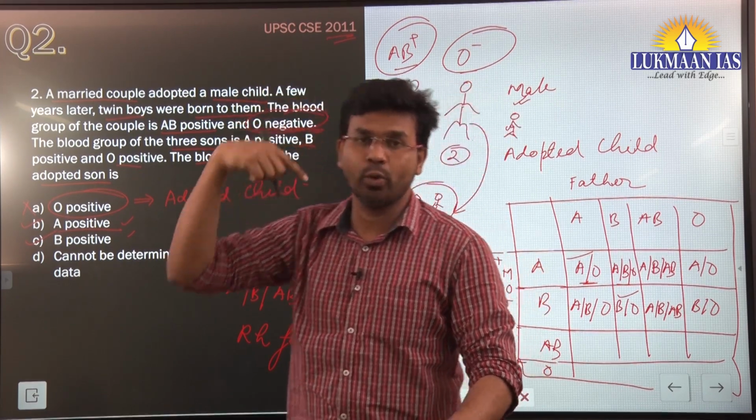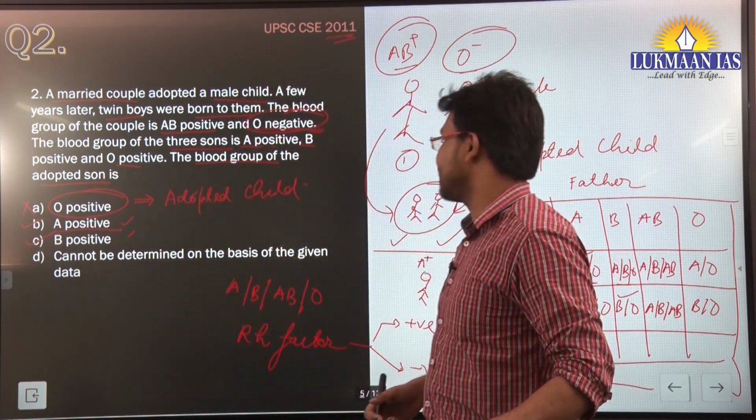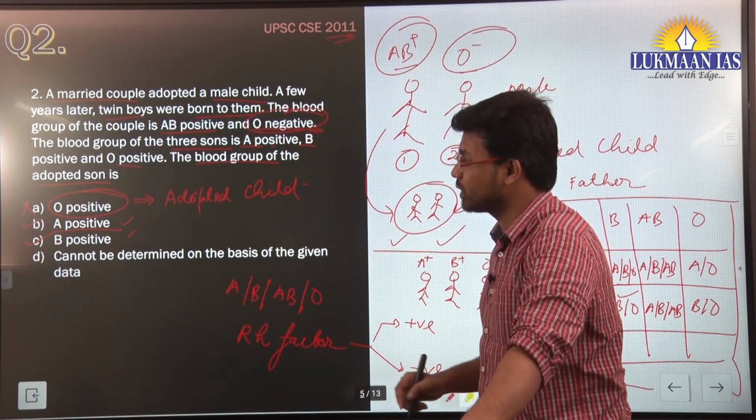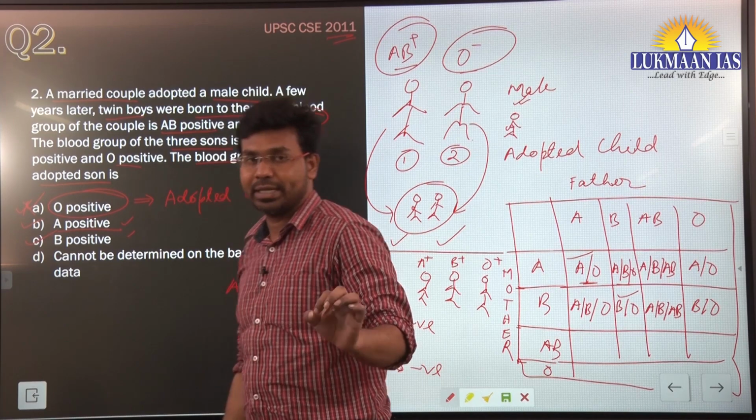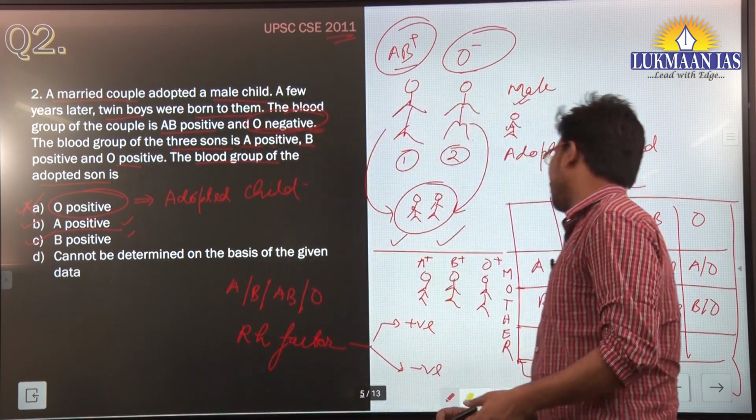Okay, so that's why O negative will not lead to O positive. So that's why the correct answer for this question is option A. Option A is the correct answer. Option A is the blood group of the adopted child.